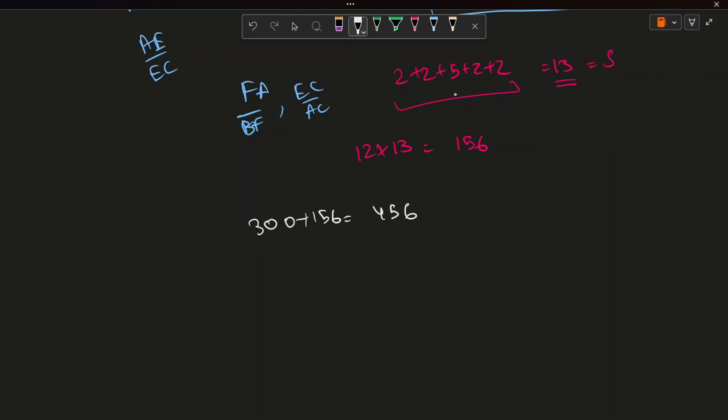So we are asked to find the sum of the squares of the digits, which is equal to 16 plus 25 plus 36, and this comes out to be 77. So 77 is the answer to our problem.